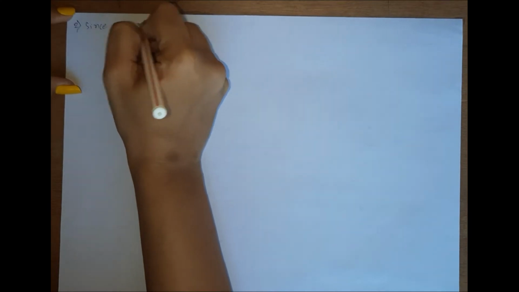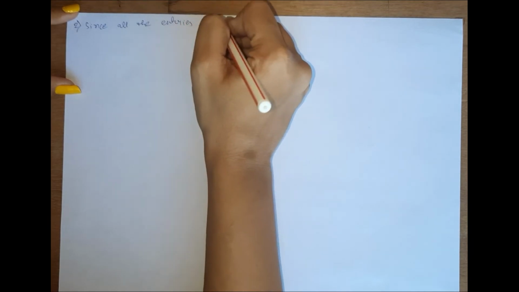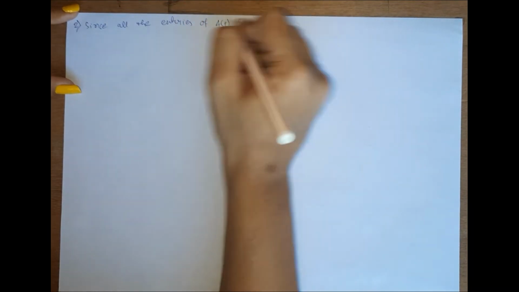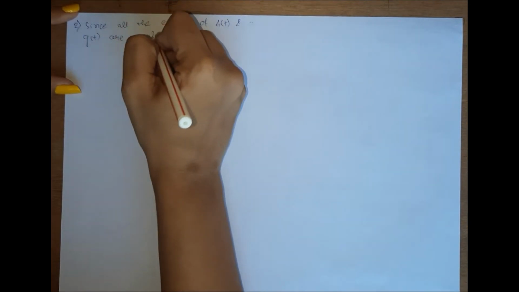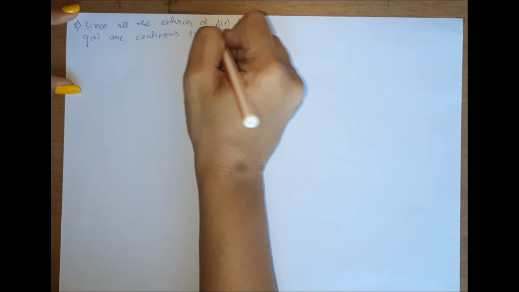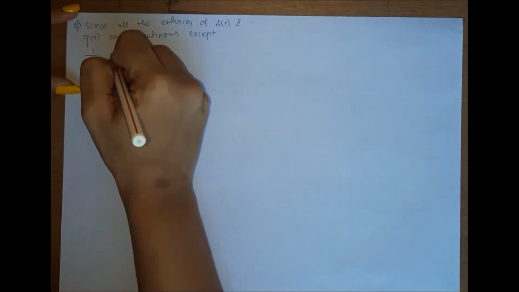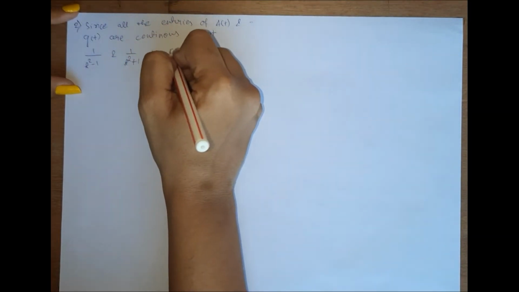Now we will discuss the solution of the initial value problem given in 2. Since all the entries of A of t and g of t are continuous except 1 upon t square minus 1 and 1 upon t square plus 1 in C.